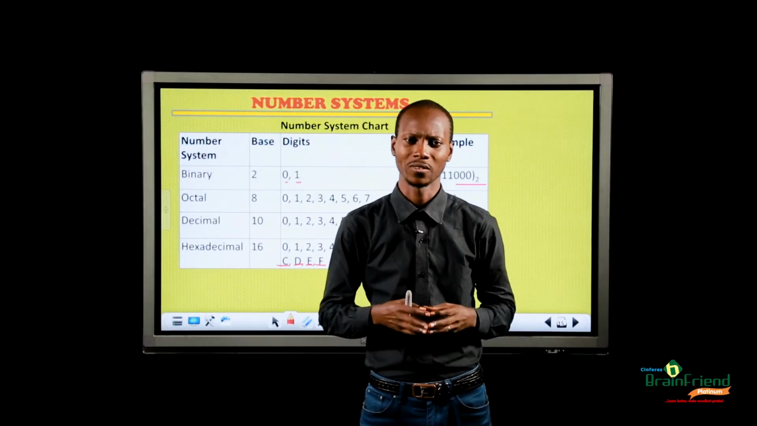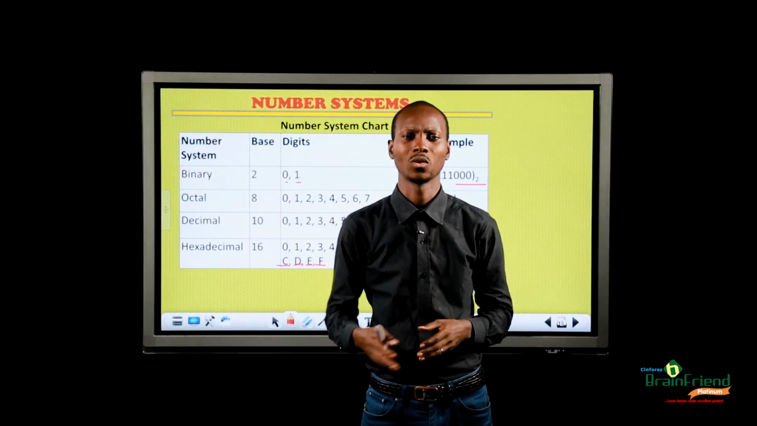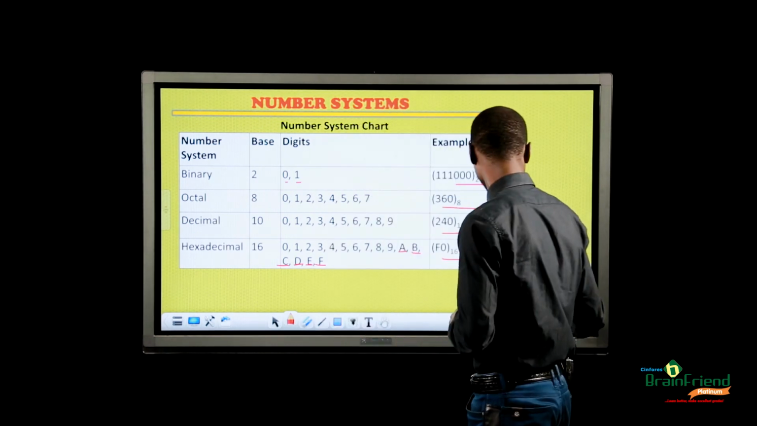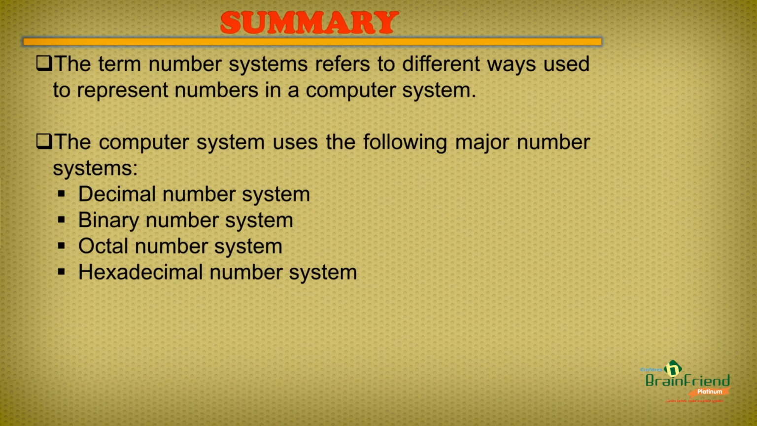With this, we've come to the end of the class. But before we go, let's take a look at the summary. First, we learned that the term number systems are the different ways used to represent numbers in a computer system. Finally, we learned that the computer system uses the following major number systems. Number 1, decimal number system. 2, binary number system. 3, octal number system. And finally, the hexadecimal number system.